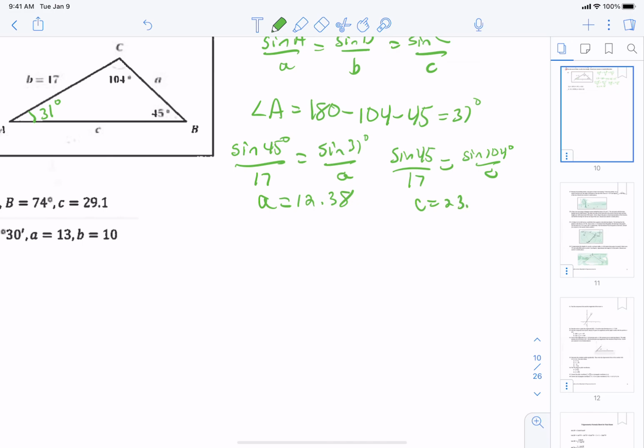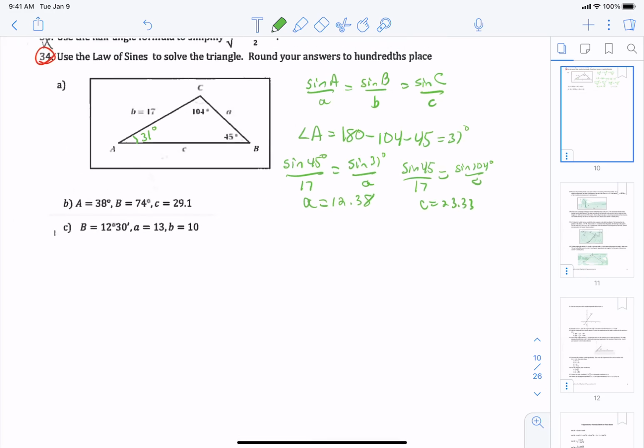Now it's not a bad idea to look at this. The largest angle, 104, is across from the largest side, 23. The smallest angle is across from the smallest side. Medium angles are across from the medium side. So that's just a really nice quick check. If that follows the case, you're probably okay. Okay, and then please finish B and C on your own. Any questions about law of sines?